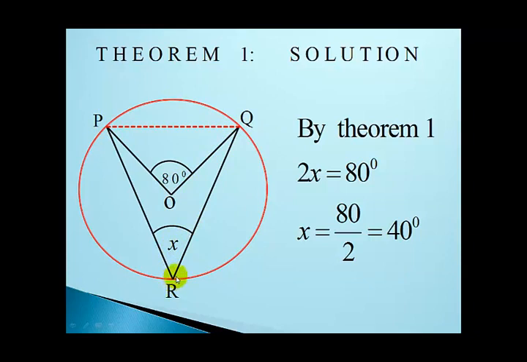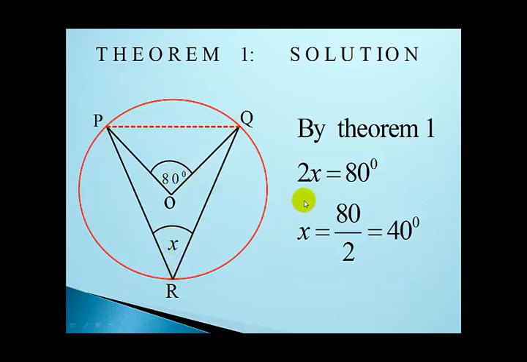Now, by theorem 1, we know that when we multiply the angle that the chord PQ sustains at the circumference by 2, we get the angle that the same chord PQ sustains at the center. That is, the angle that the chord PQ sustains at the center of the circle is equal to 2 times the angle that the chord PQ subtends at the circumference. That means that 2 times x is equal to 80 degrees.